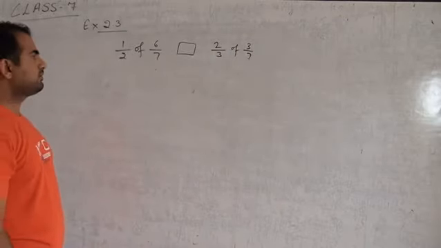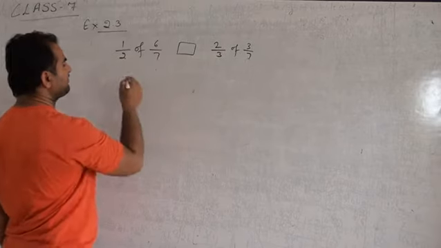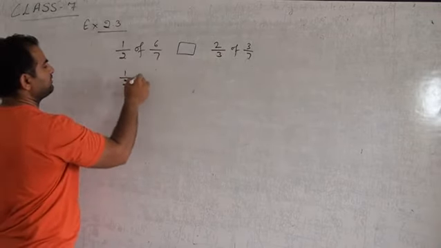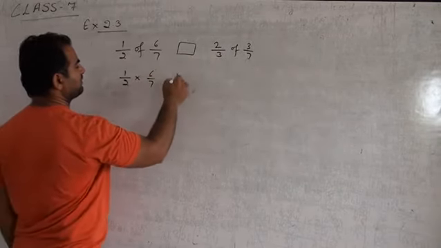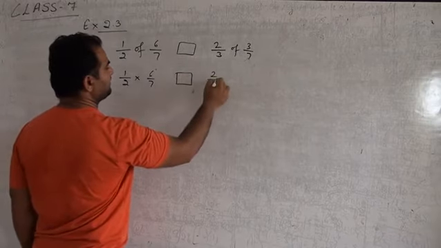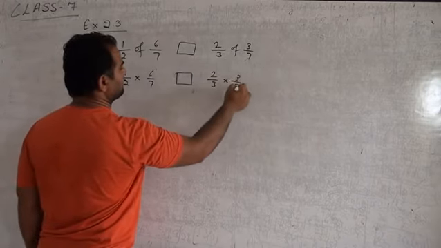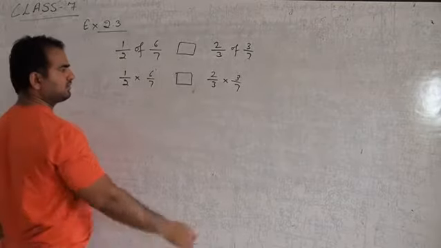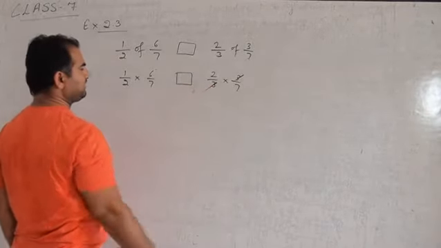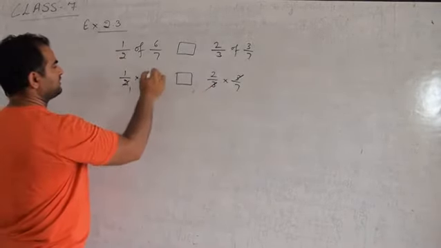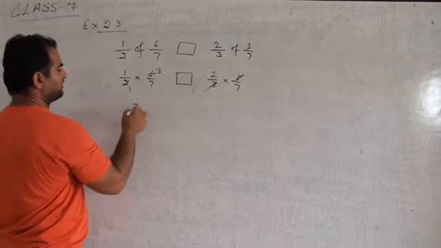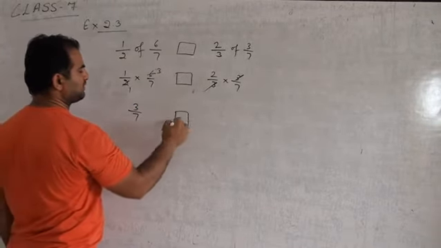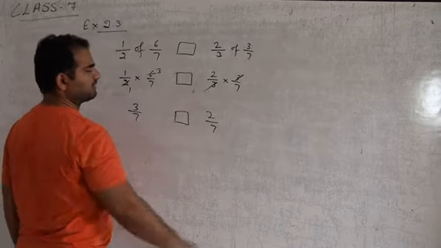What we have to do is replace "of" by multiply. So it will be 1 upon 2 into 6 by 7, and 2 by 3 into 3 by 7. Done. We can cut this 3 and 3. 2 ones are 2 and 2 threes are 6. So it will be 3 by 7 and 2 by 7.